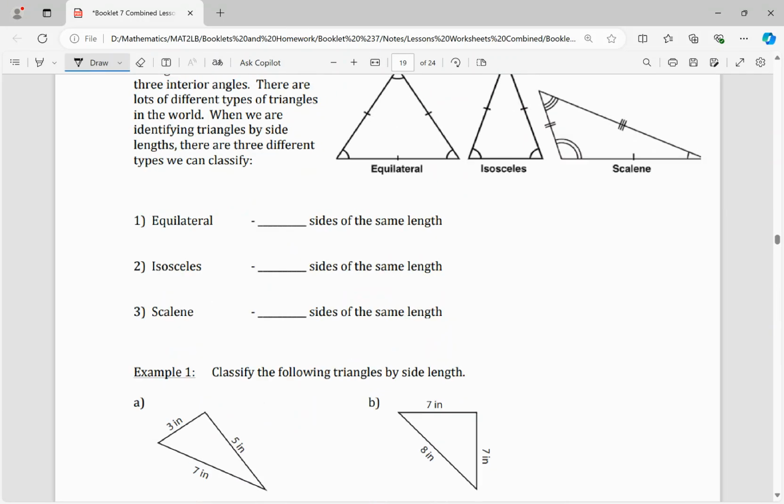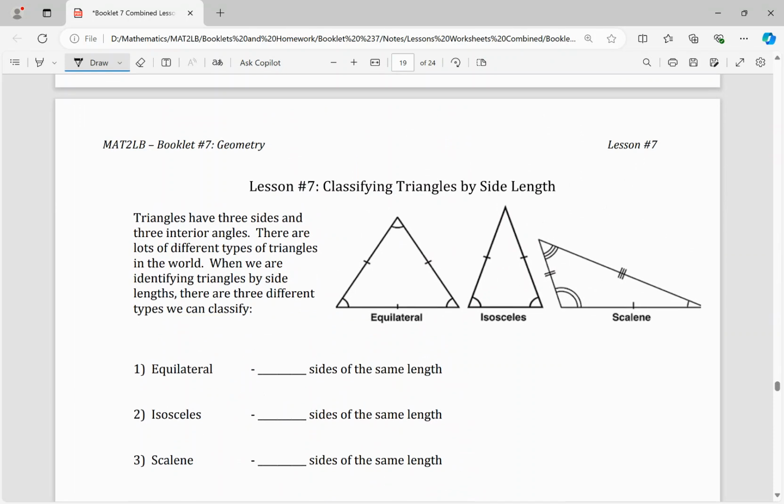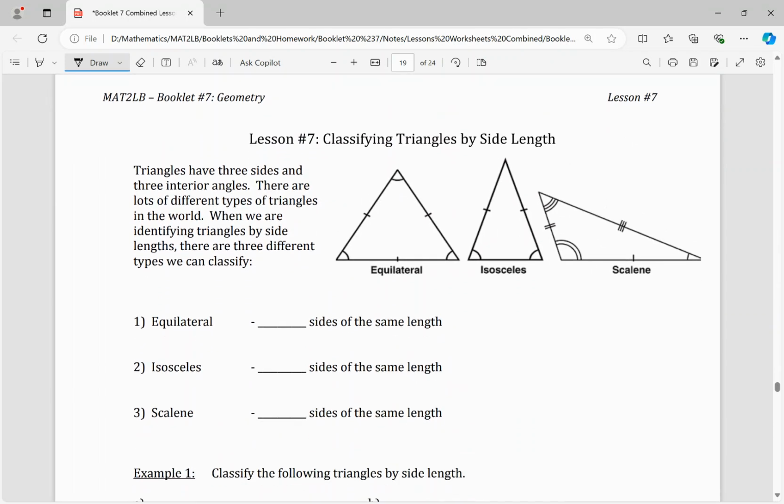Hello, everyone. Today we will be completing Lesson 7 in Booklet 7. This one is called Classifying Triangles by Side Length. This will be a shorter lesson than the last one, which will be nice, and I don't think this one will be nearly as difficult as well.